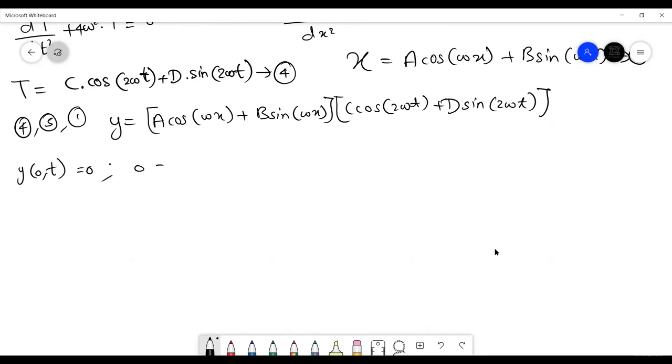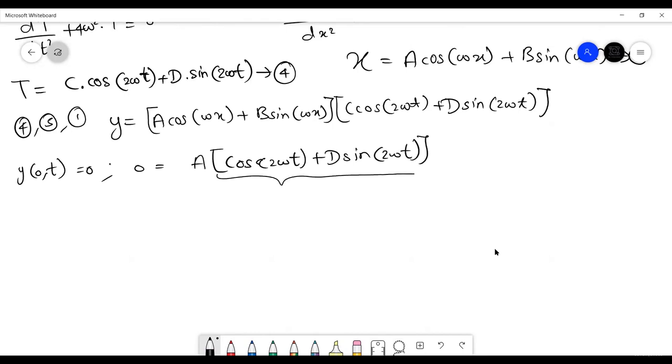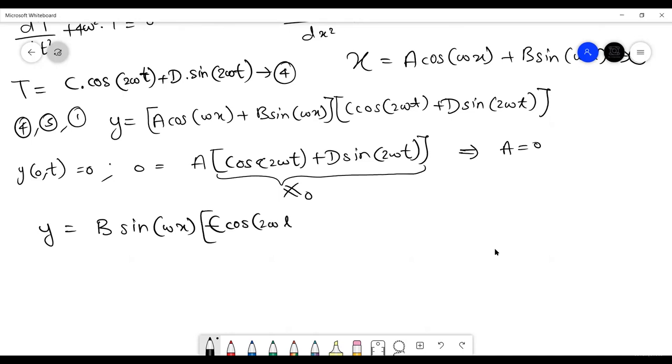So in that case, 0 = A(C cos 2ωt + D sin 2ωt). This entire portion cannot be equal to 0, because if that is 0, then the entire y is 0. So this implies A is 0. So our new y becomes B sin ωx (C cos 2ωt + D sin 2ωt), right? So now we are using the next boundary condition.